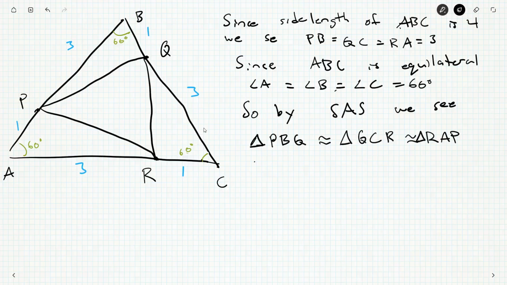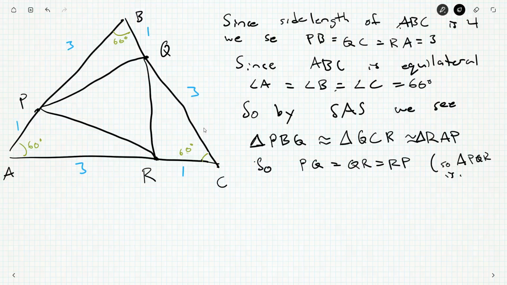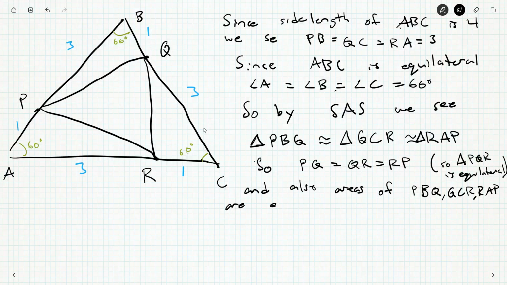One of the things this tells me is that PQ is equal to QR is equal to RP. So PQR is equilateral. And also the areas of PBQ, QCR, and RAP are equal.